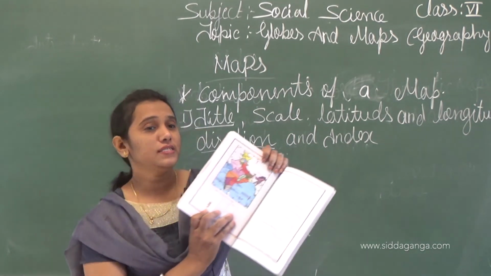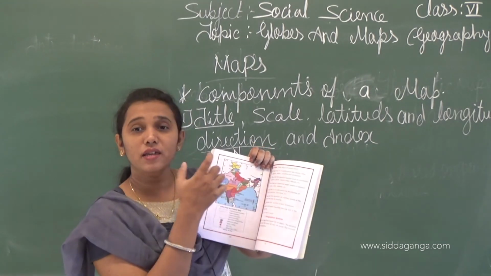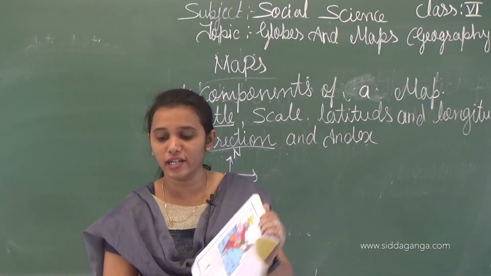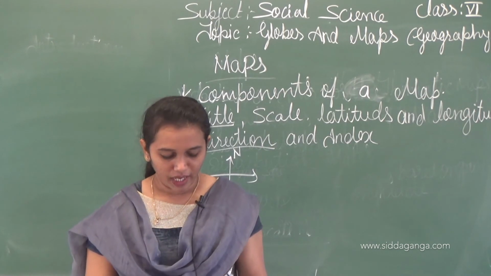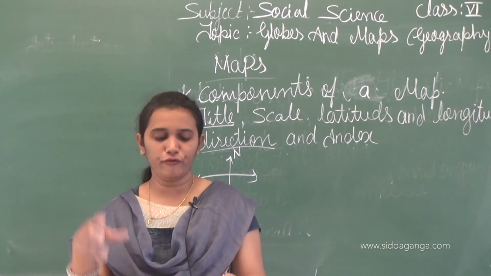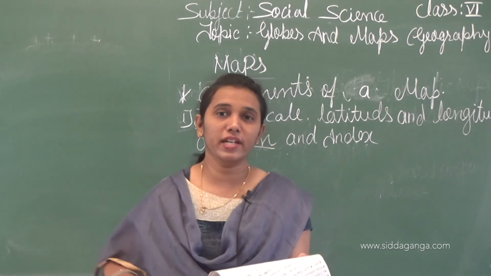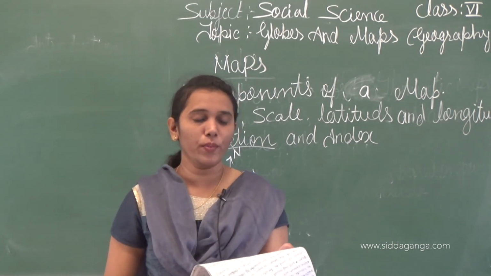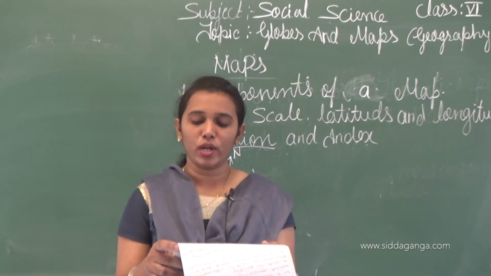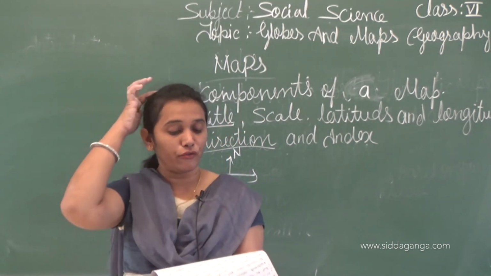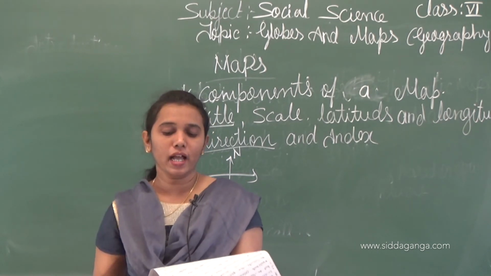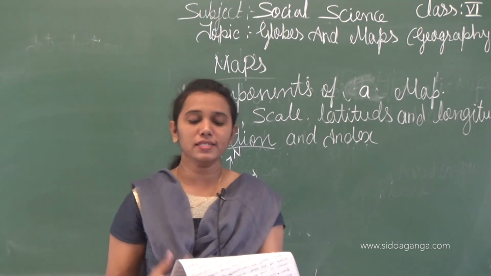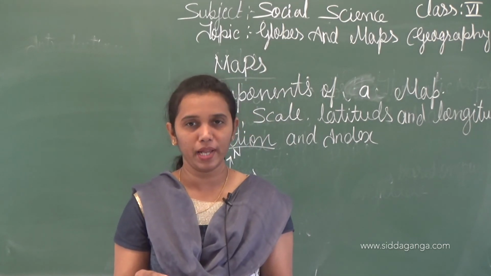See here, different states in different colors, children. We can easily identify the particular states, isn't it, children? Different states are presented in different colors in our Indian map. See page number 144, children. Open your book and see this. So you can easily locate the places, children, by the colors.